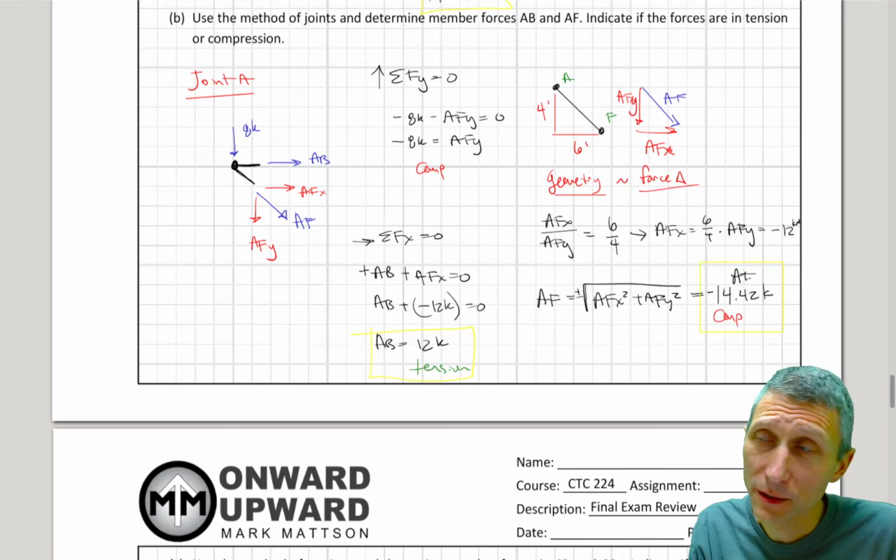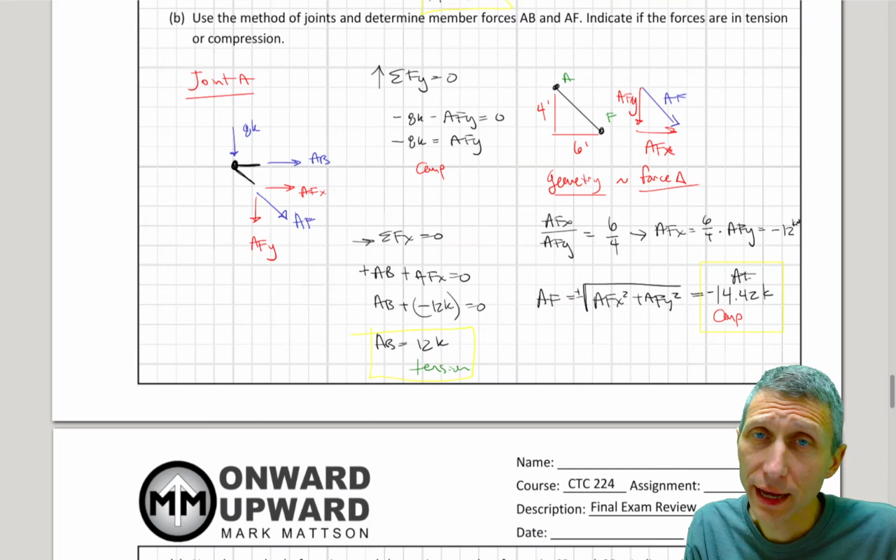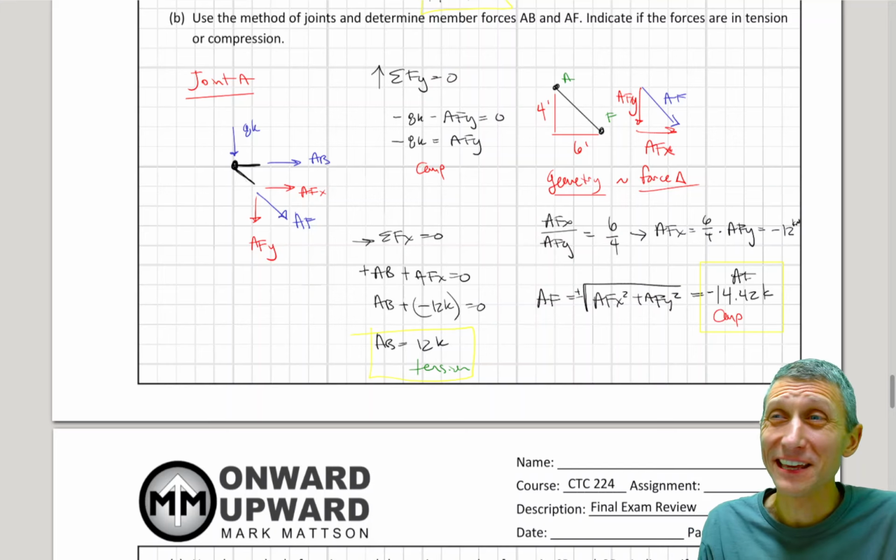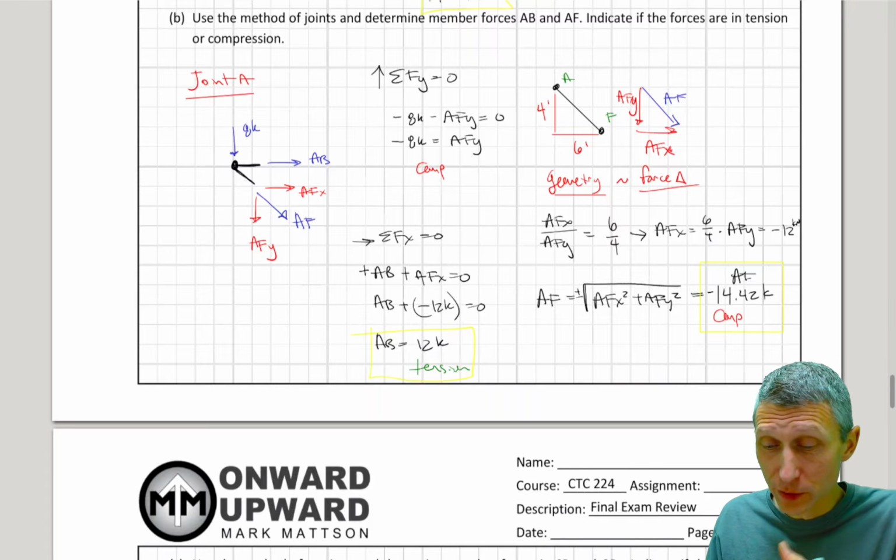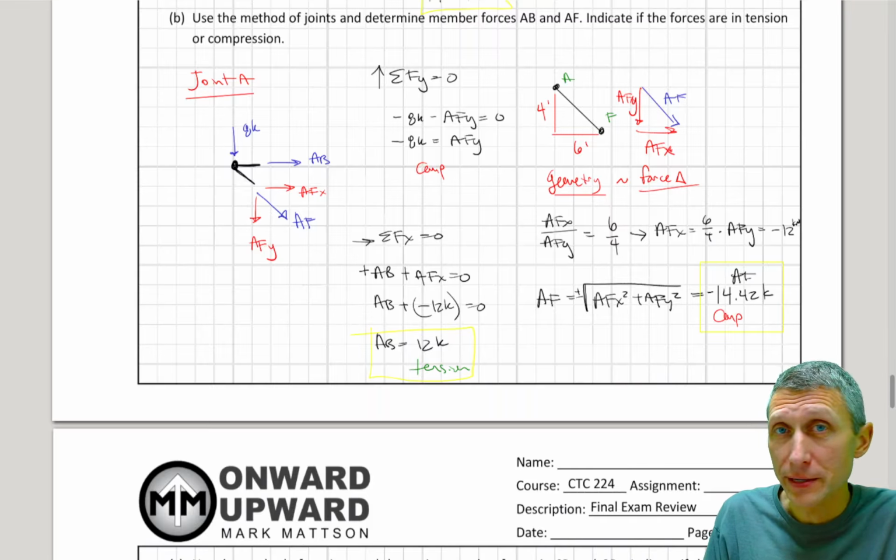I'll probably have one at an angle and one not at an angle. Okay, can you do this? Can you solve for either of those members or both those members in a reasonable amount of time? Okay. I hope you can.